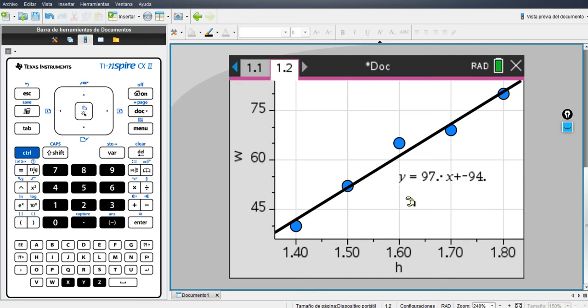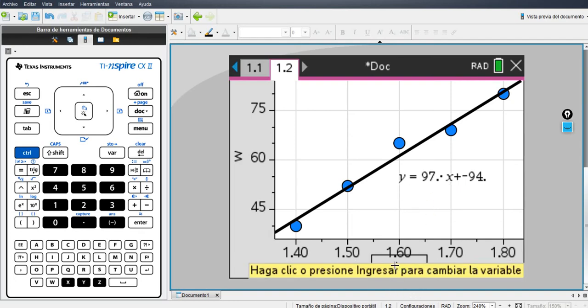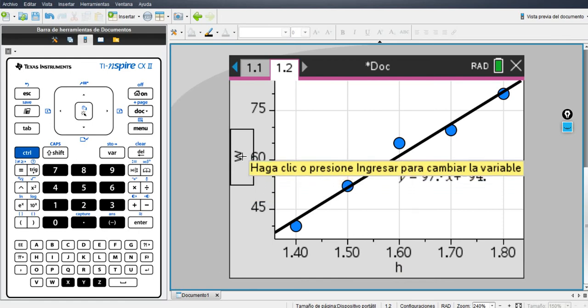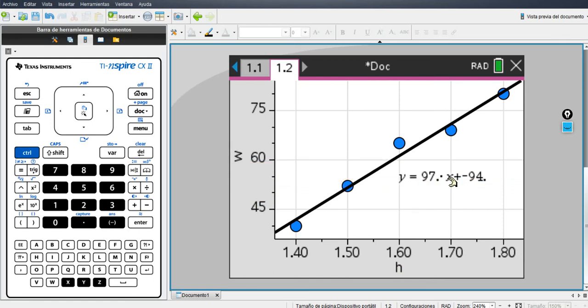Another thing that you should notice is that, once again, the TI works with these two variables, y and x, even though you labeled this as height and this as weight. If you notice in here, this is not w and this is not h. So once again, be aware of how the TI works. X is the horizontal variable, y is the vertical variable. So this is a line of best fit, and this is its equation. And that's actually what we wanted.